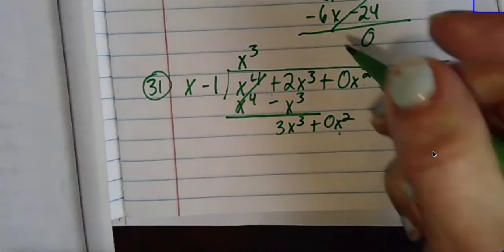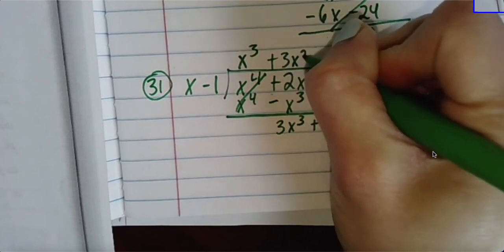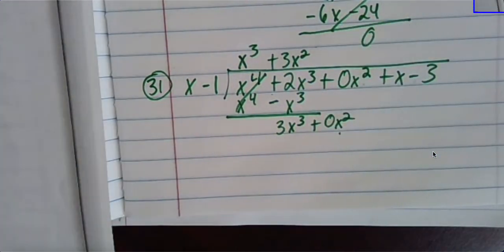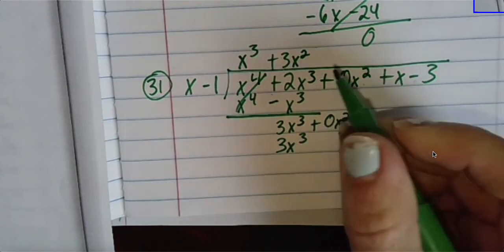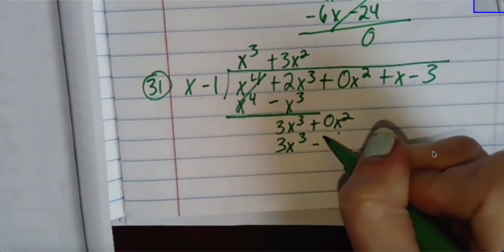And I need how many x squared? Now I'll distribute that. 3x squared times x is 3x to the third, and then that's a negative 3x squared.